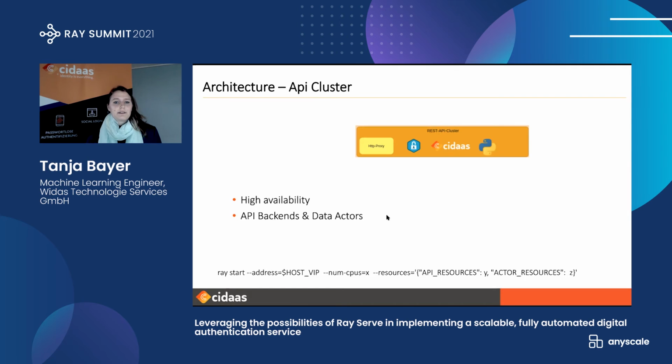And this cluster, similar to the CPU cluster, also gets started with custom resources, because we also want to make sure that all API backends are only spawned on this cluster, and all actors are also only spawned on this cluster.